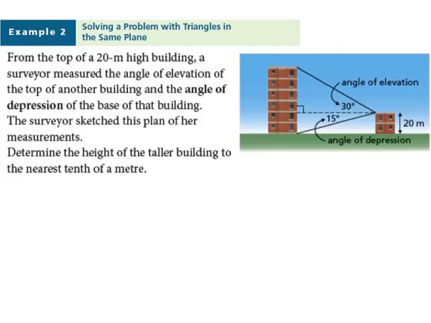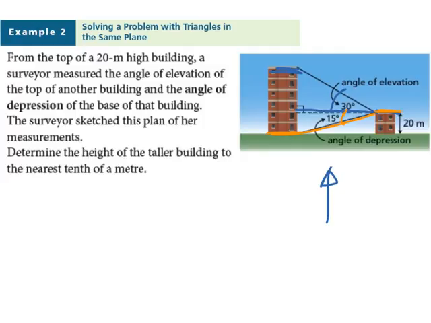So here's your picture. A couple things to note before we set up the question. What is the angle of depression and what is the angle of elevation? The angle of elevation is the angle from the top of the small building to the top of the big building. While the angle of depression is from the top of the small building to the base of the second building. So that's your angle of depression.